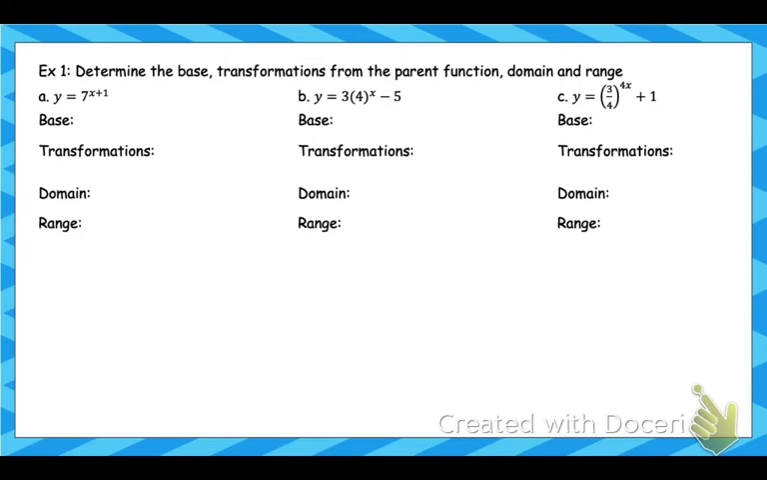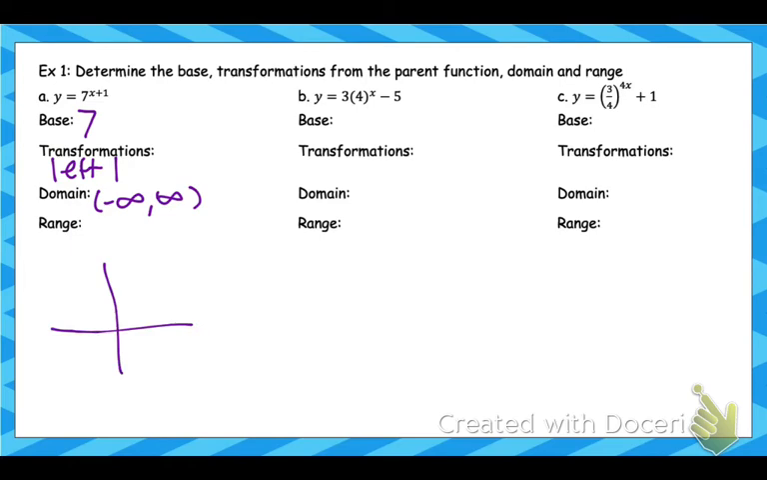All right, so if I have 7 to the x plus 1, I first want to determine what the base is. The base here is 7. Transformations. If it's raised to the x plus 1 power, it is shifted to the left 1. The domain of every single exponential function is negative infinity to infinity. And then this graph has not shifted up or down.